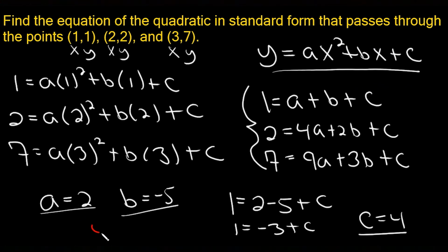We're going to have y equals, right? What's my a? My a is 2, so 2x squared, okay? Plus bx, well, what's my b? Negative 5, so negative 5x, okay? And then plus c, what's my c? Well, it's plus 4. Done. So this right here is going to be the equation of the quadratic, okay, that is passing through those 3 points. Okay, so that's it.